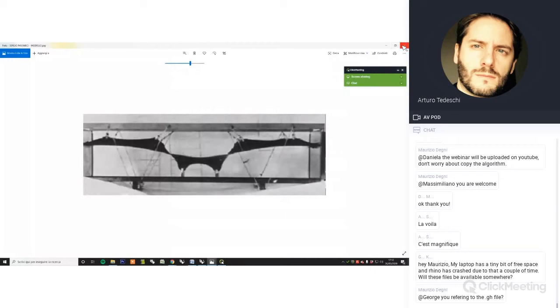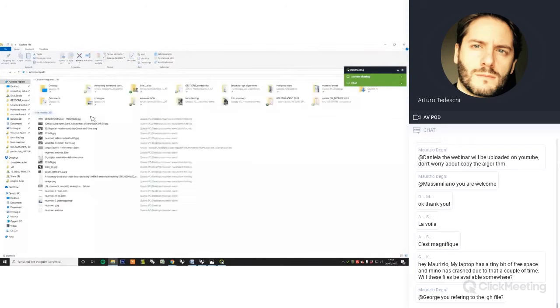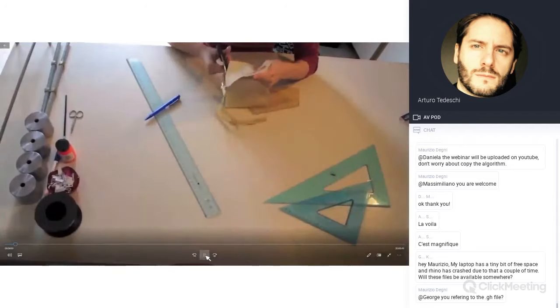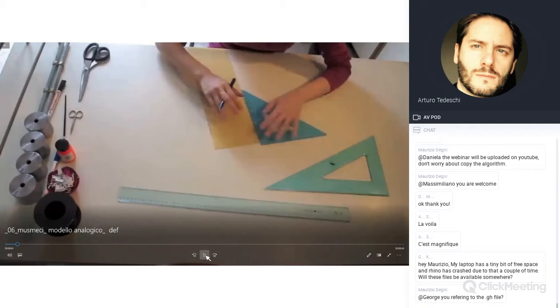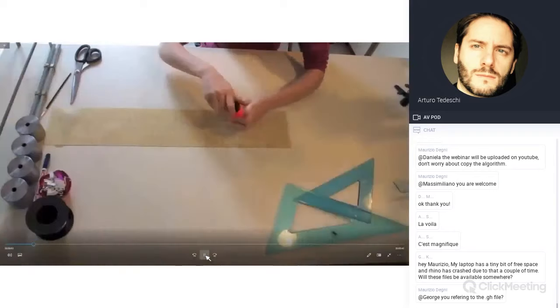I was the correlator of a thesis work about the Musmeci bridge, and I want to show you a video which is very important for us in order to create the bridge itself. This is a video which shows how the analog system was created by Musmeci, starting from a rectangular rubber elastic membrane, as you can see here.